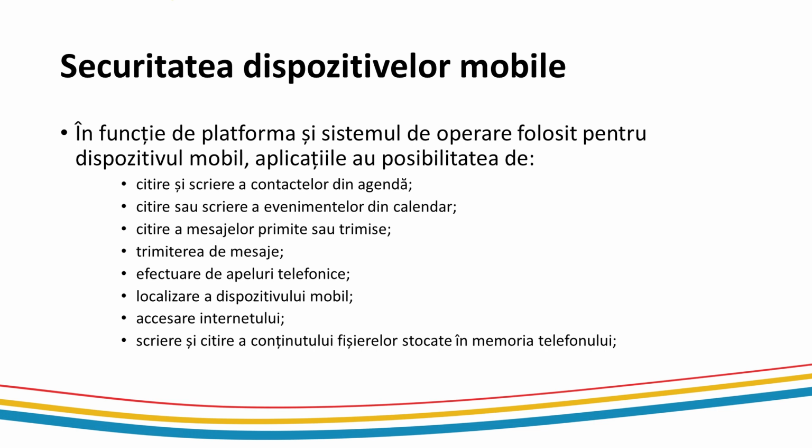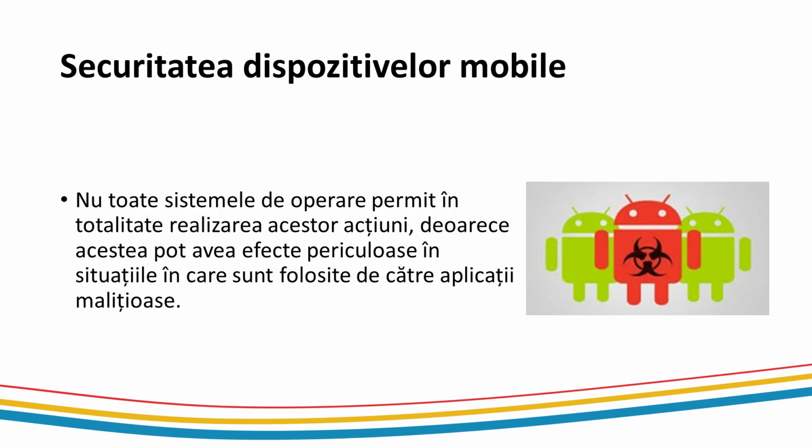A key way is by controlling what actions an app is actually allowed to perform. Can it read your contacts? Can it write to your calendar? Can it access your messages? Can it send an SMS? Make a call? Track your precise location? Access the internet? Read or write files on your phone's storage? So it's about limiting capabilities. Exactly. While the specific implementation details might differ a bit between, say, Android and iOS, the fundamental goal is the same. Enforce limits to minimize the potential for harm if a user accidentally installs something bad.